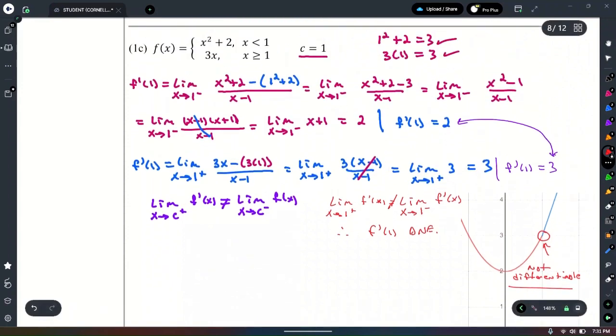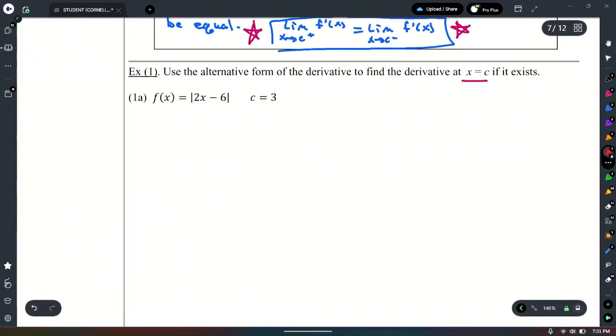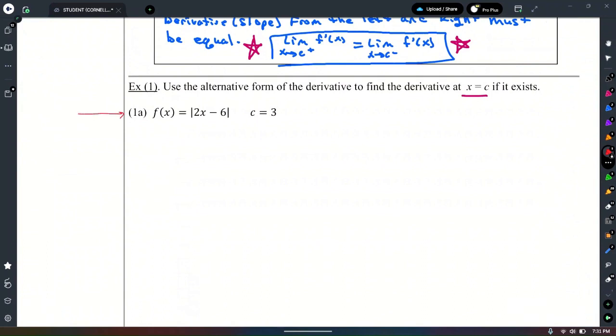That's it. We're not going to do 1B. You on your own are going to do 1A. You have notes on the calendar. You can pull those notes up and use them. And good luck.